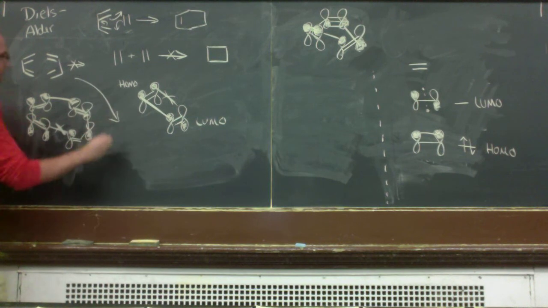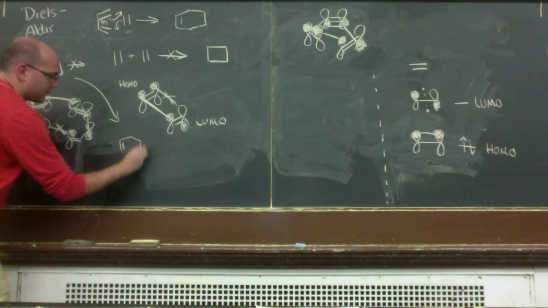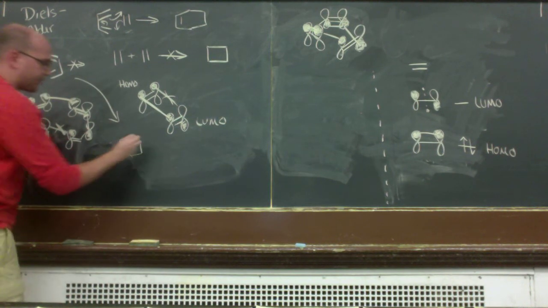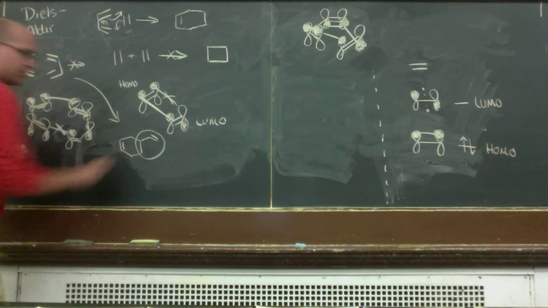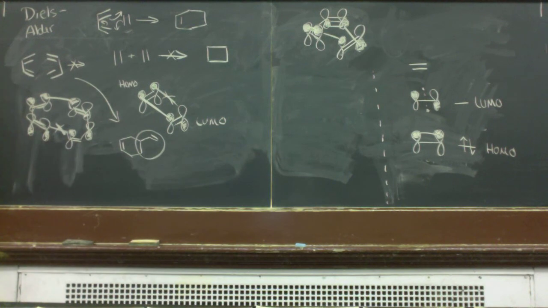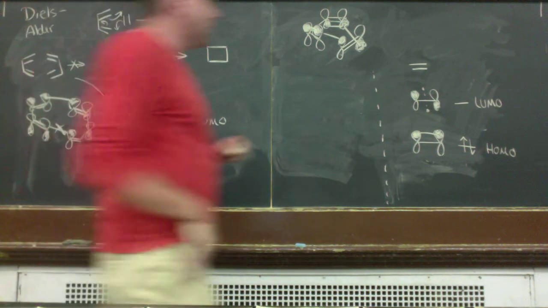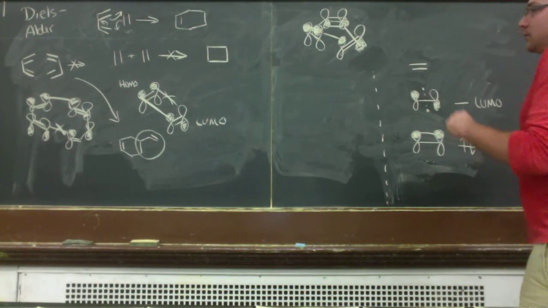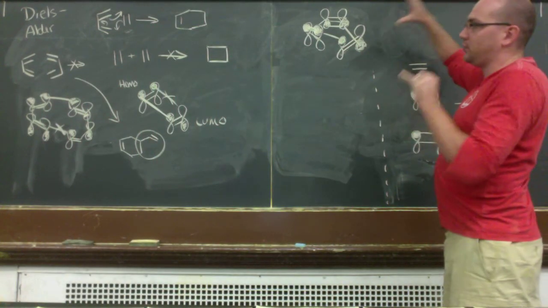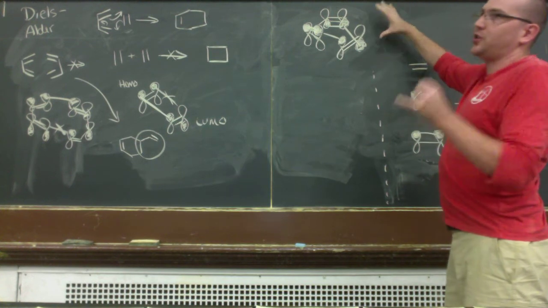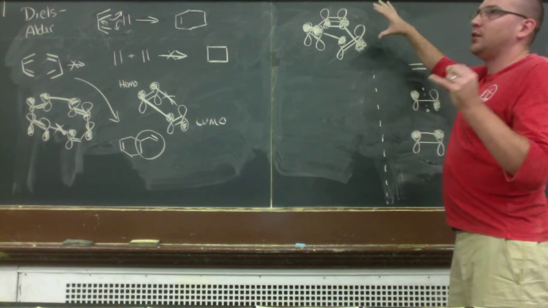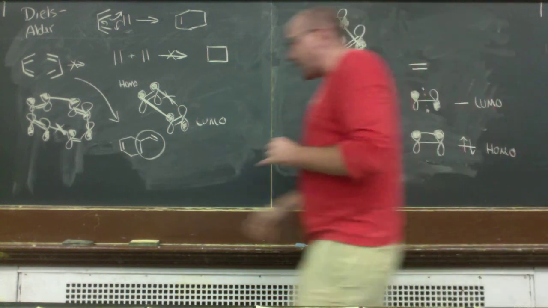What you would get is something like this. So that would be hanging off the other. Okay. All right, so there's a special symmetry within the molecular orbitals that allows Diels-Alder to take place.